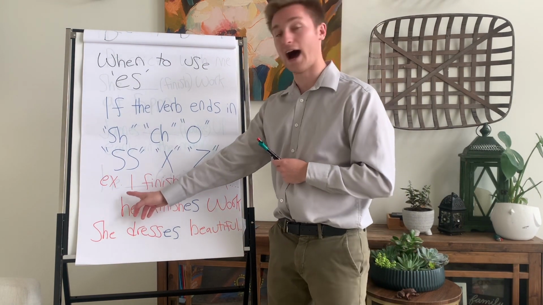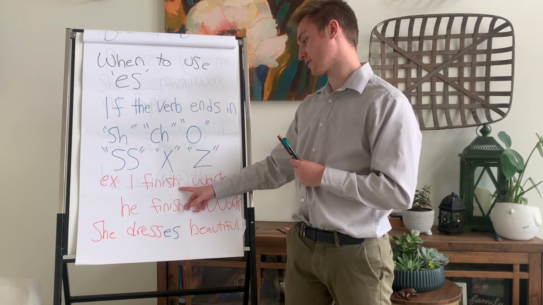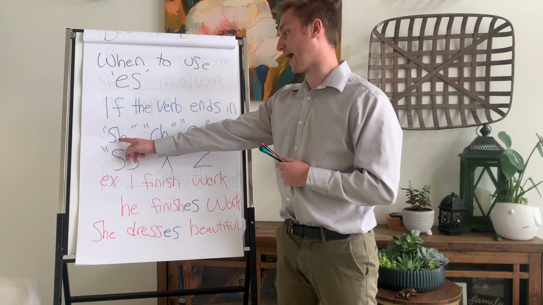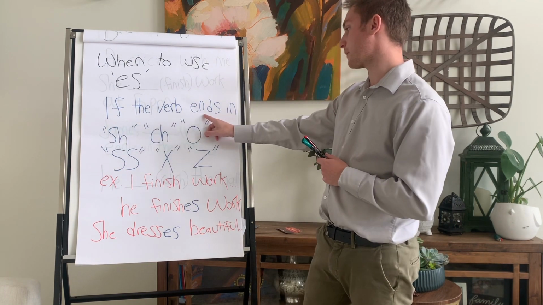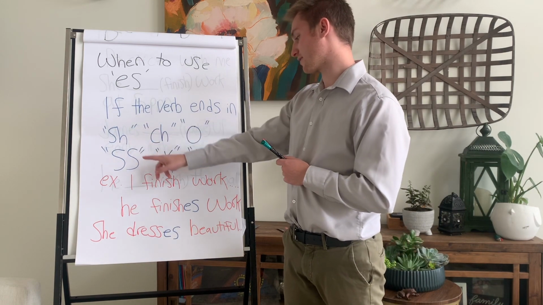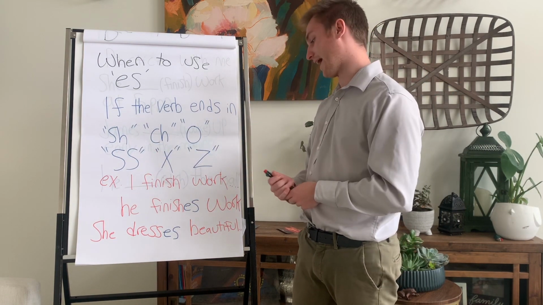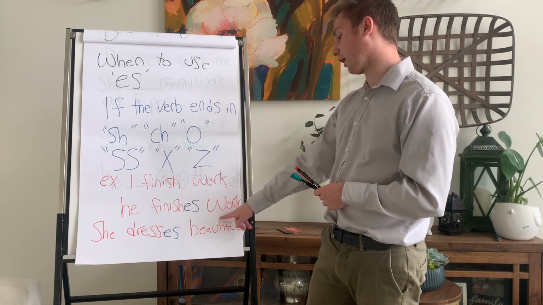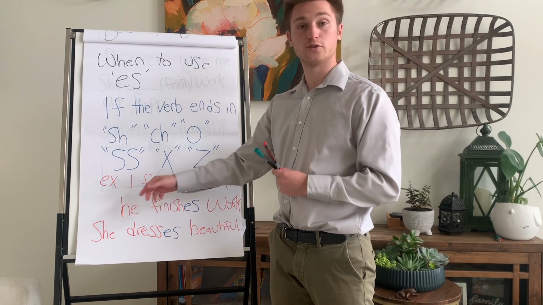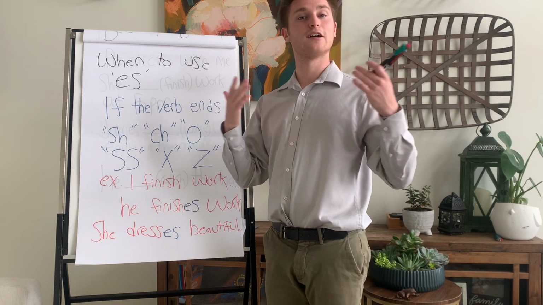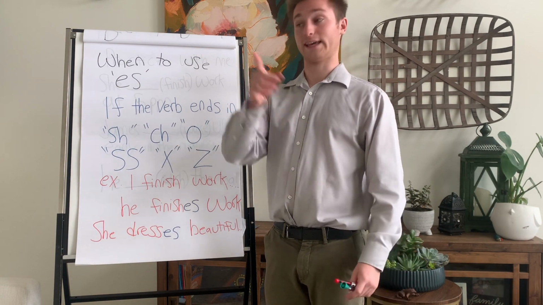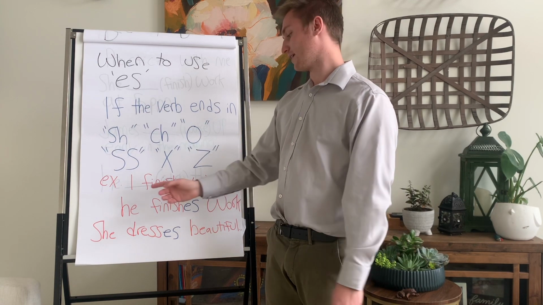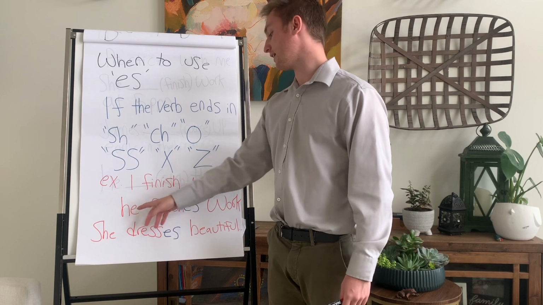For example, I finish work. SH. If the verb ends in SH, what do we do? Add ES. He finishes work. When you use I, I finish work. He, she, or it finishes. He finishes.